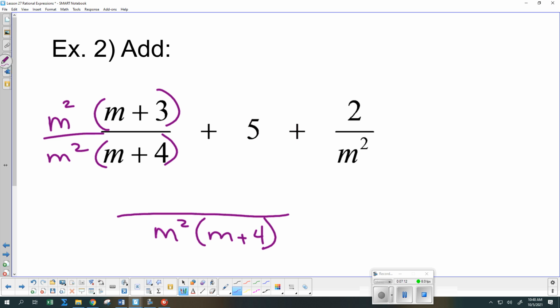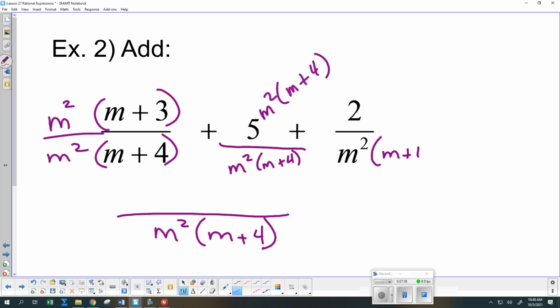Now 5 is missing everything, so I have to multiply that numerator by m squared times m plus 4. See what I mean about I should have left some extra room in there. And if I multiply that numerator, I have to multiply this invisible 1 in the denominator by m squared times m plus 4. And then for this one, it has the m squared, but I need to multiply that denominator by m plus 4 if I'm going to have the common denominator.